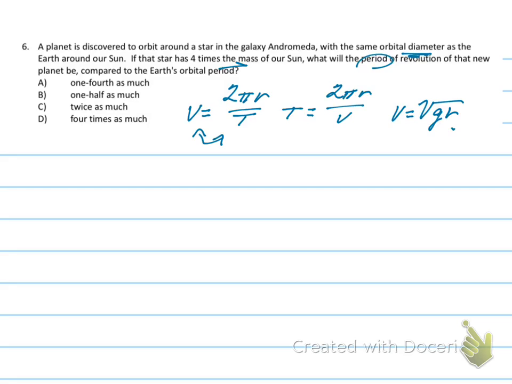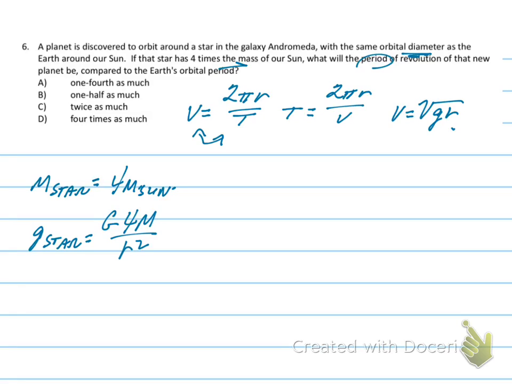They also tell us, though, that the mass of the star is equal to 4 times the mass of our Sun. A whole lot bigger. So the g of the star is going to be equal to big G times 4 times the mass of the Sun over r squared, same orbital diameter, right? So the g of the star is going to be equal to 4 times the little g of Earth.